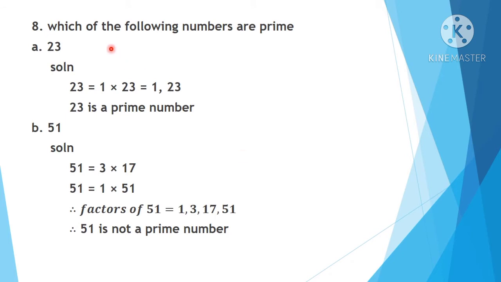Which of the following numbers are prime? So from this we want to find which of the following numbers are prime. What is a prime number, children? A prime number will have only two factors, 1 and the number itself. So keep in mind the definition. The first number is 23. For 23 you know it's a prime number, right?